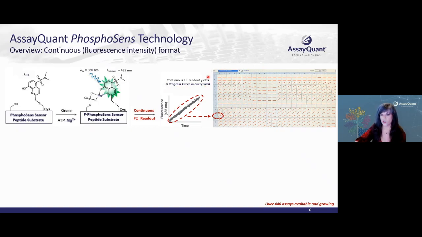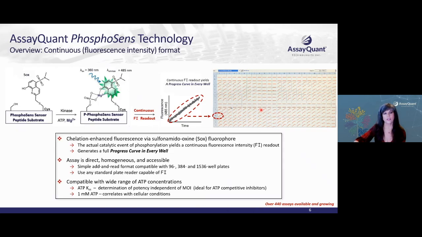So here, this is an actual 384 well readout from one of our instruments in an actual experiment. What's really neat here is that because it's a continuous format with a progress curve in every well, you can actually see how the experiment is laid out. If I look at rows I and J, you can see here are my controls. If I look closely, I can even see a dose response curve, from a low concentration of inhibitor up to high concentration. So very powerful.